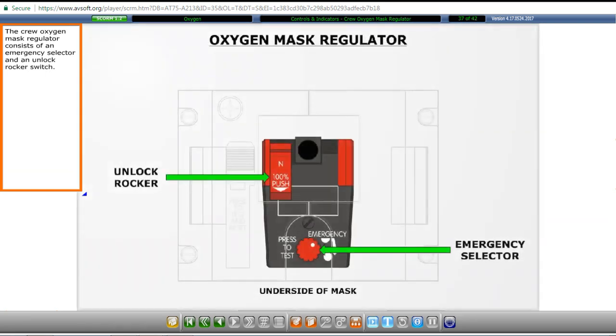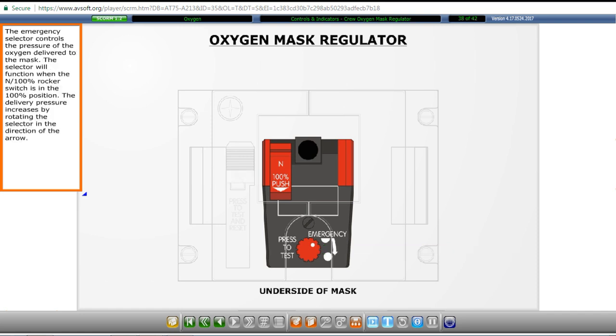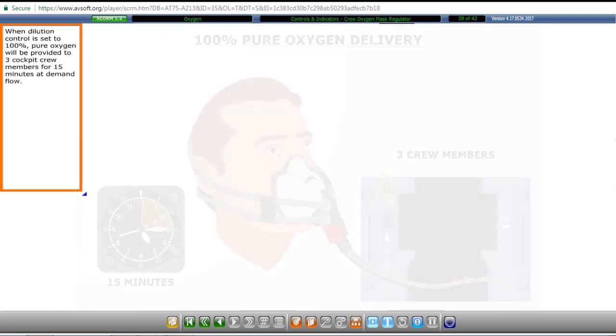The crew oxygen mask regulator consists of an emergency selector and an unlock rocker switch. The emergency selector controls the pressure of the oxygen delivered to the mask. The selector will function when the N100% rocker switch is in the 100% position. The delivery pressure increases by rotating the selector in the direction of the arrow.